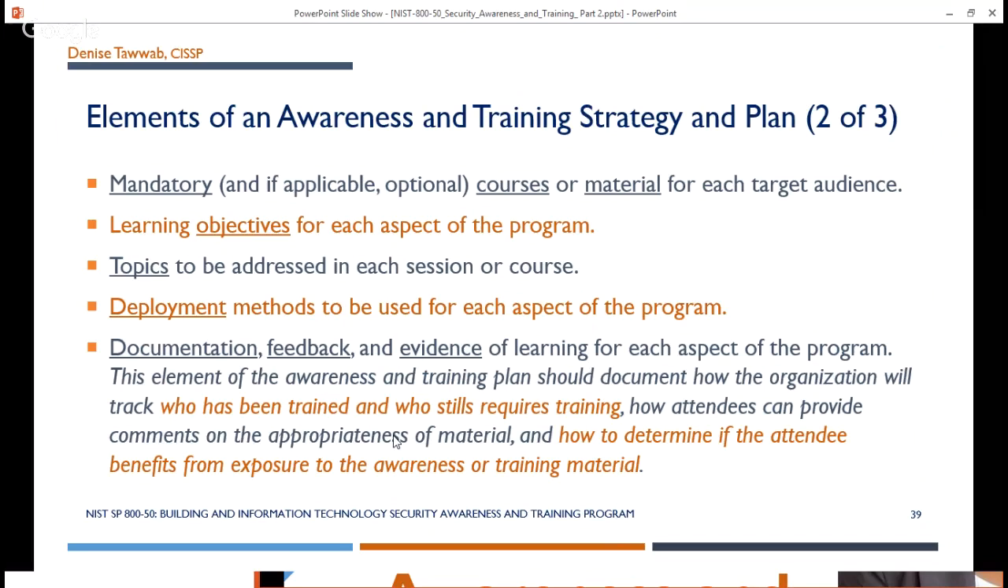And this element of the awareness and training plan should document how the organization will track who has been trained and who still requires training, how your attendees can provide comments on the appropriateness of the material, so that's your feedback mechanism, and how to determine if the attendee benefits from exposure to the awareness or training material. All of those elements need to be included in your awareness and training strategy and plan.